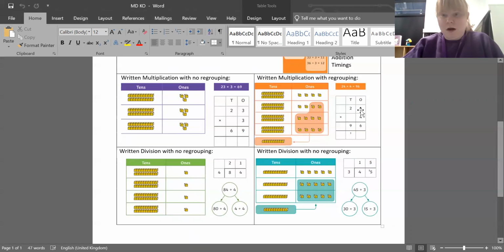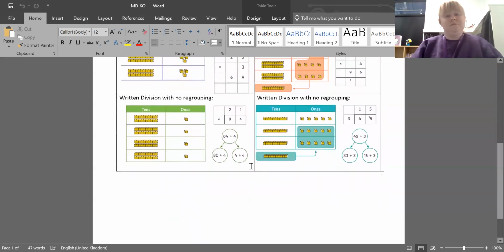We then move to our tens column. I do 2 times 4, which I know is 8, but I need to add on my regrouped number to get me 9.